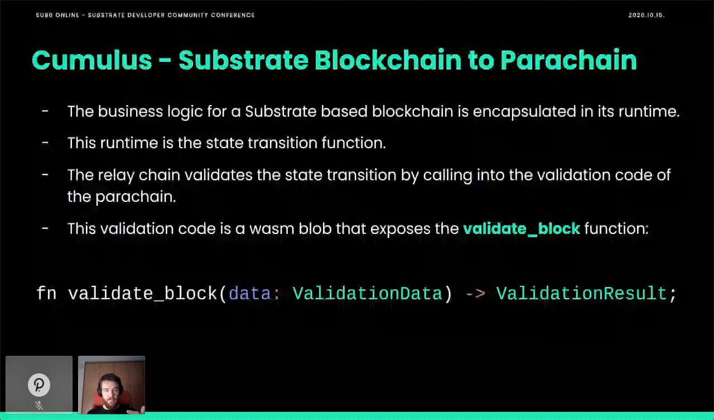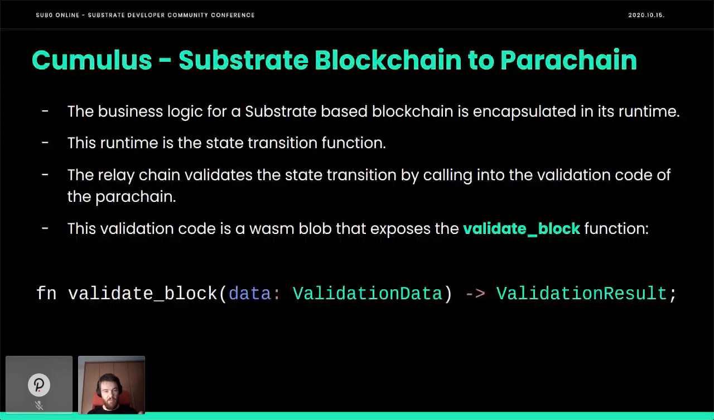So the relay chain is responsible for checking these state transitions, and to check them, it has the so-called validation code that's provided at the registration of the Parachain and can later also be upgraded. And that is just a Wasm blob that exposes a validate_block function, and this function just gets the validation data and gives back a validation result. That's it. That's everything Polkadot requires.